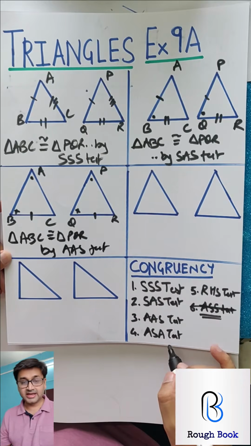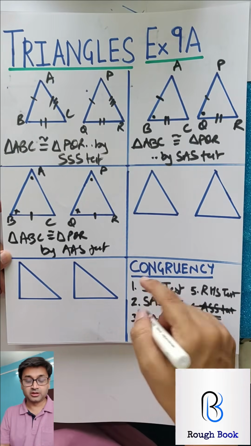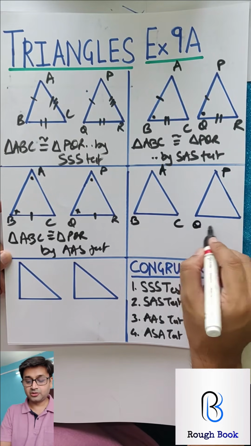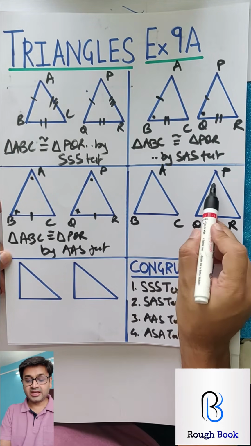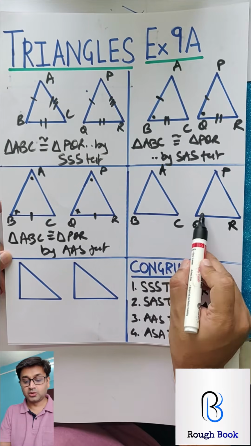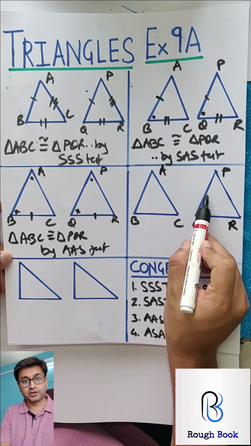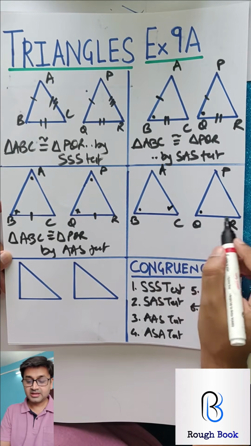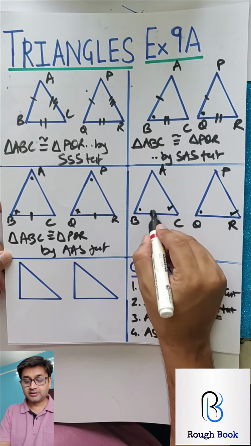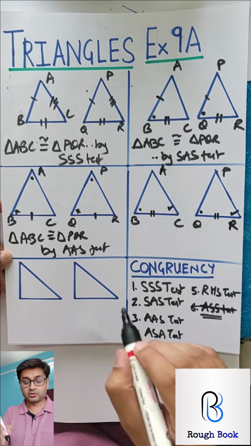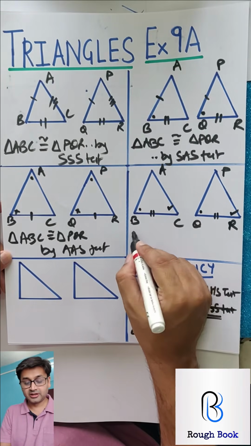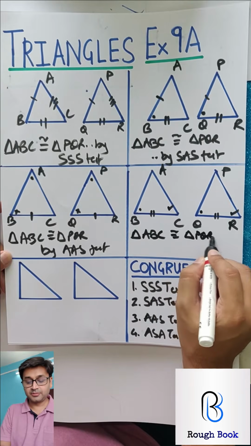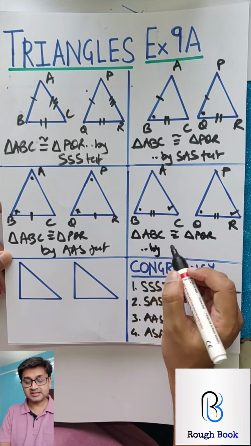The next one, ASA. Now S is in between the two angles. So if I take ABC and PQR, if I take A and P, B and Q, then AB will be equal to PQ, the side in the middle. If I take B and Q, C and R, then BC will be equal to QR, the one in the middle. Are you getting it?